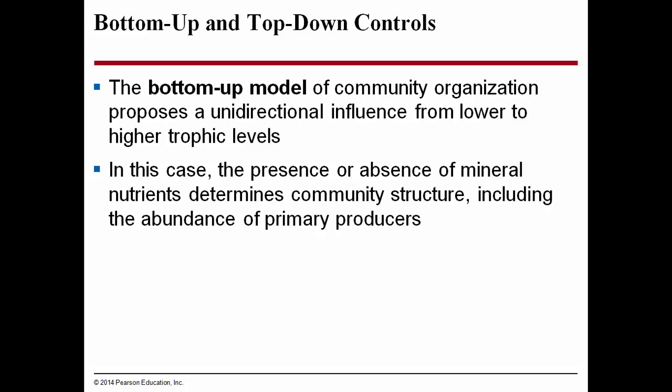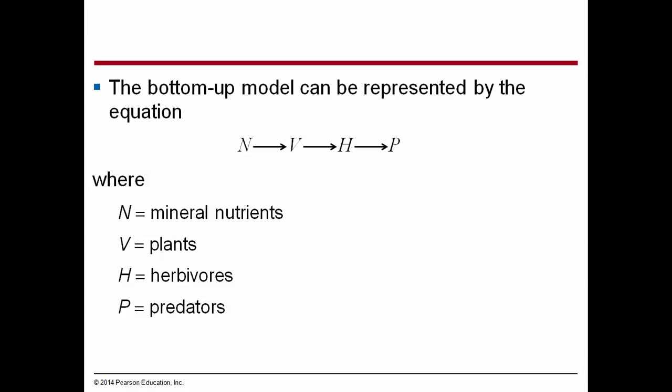There's two basic models of ecosystem functioning. One is the bottom-up model of community organization. It proposes a unidirectional influence from lower to higher trophic levels. In this case, the presence or absence of mineral nutrients determines the community structure, including the abundance of primary producers. So basically, here's the idea: nutrients are the base of the food chain.